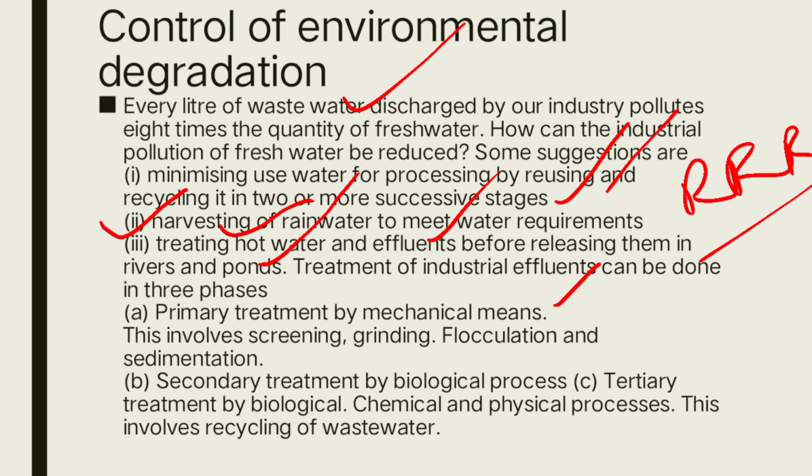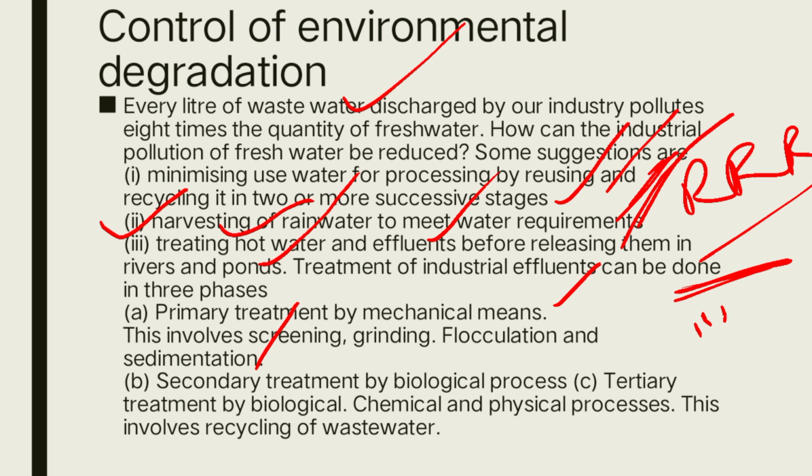How does this happen? First is screening, filter, grinding, break them into smaller pieces, flocculation, separation. All these pieces are to be made into small pieces and separated. Sedimentation is again gathering these pieces.